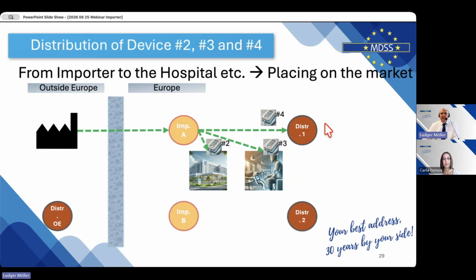But now let's get into it as well. Here we do have product number 2, 3, and 4. Each one is a single individual device. That's what the guidance tried to do. Number 2 was sold to the hospital. Number 3 was sold to the patient, and number 4 was sold to another distributor. So that is not prevented by the definition.